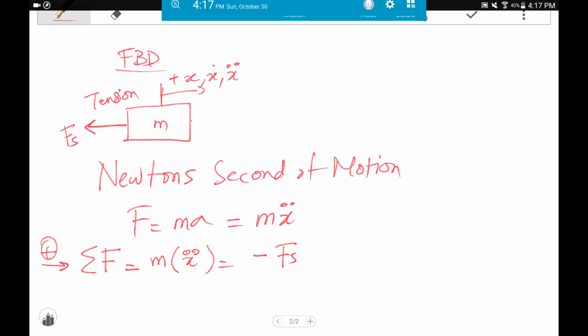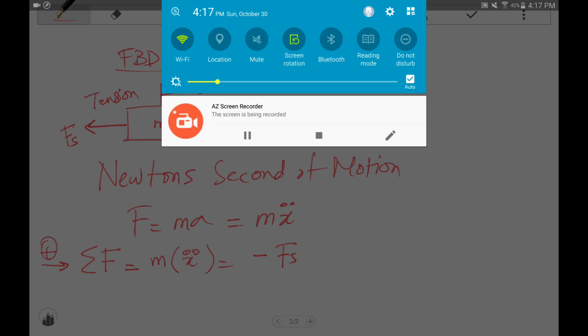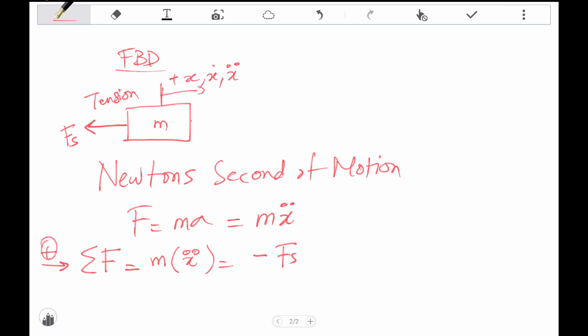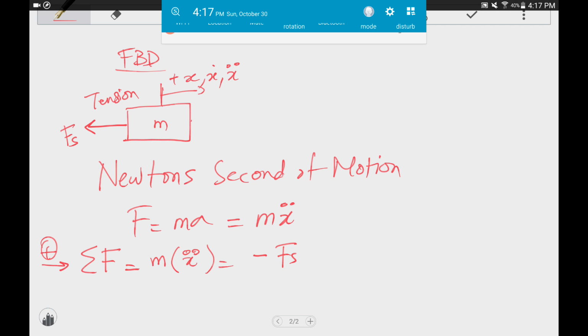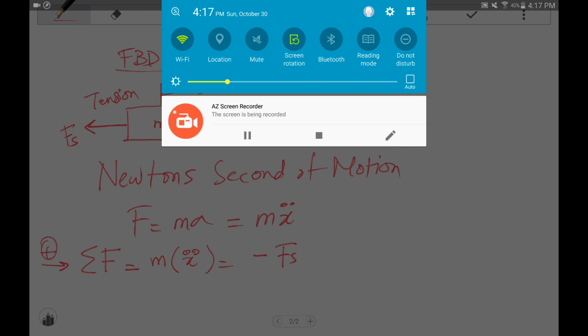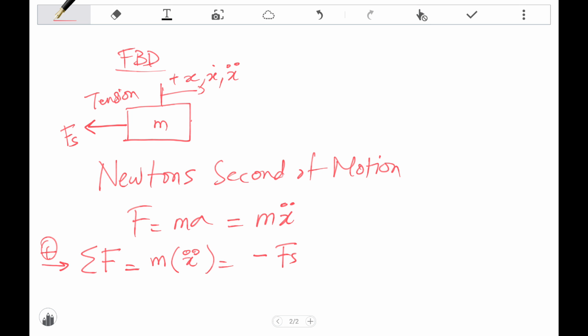I'm going to turn down the brightness of the screen. I don't know why it's doing that, but oh, that's too low. Okay, so that's a lot better.